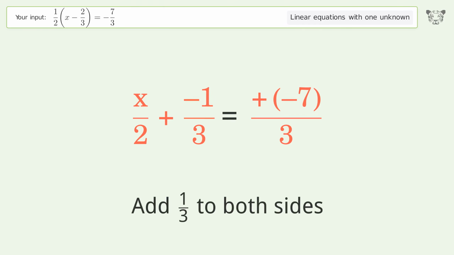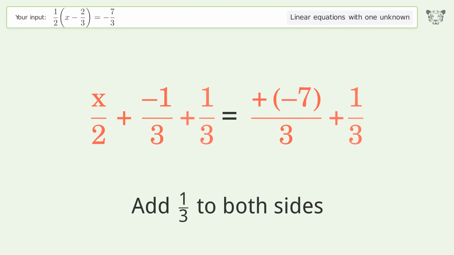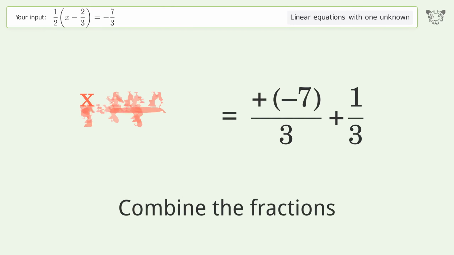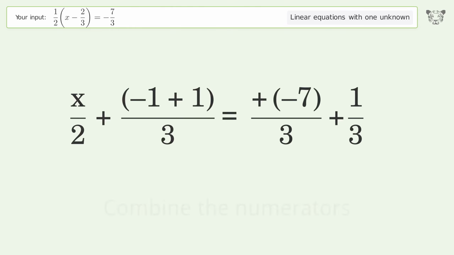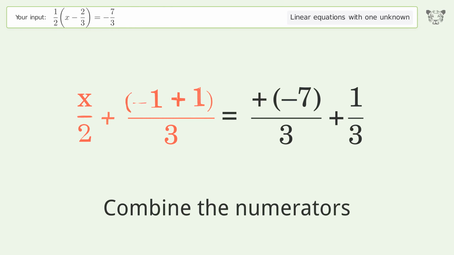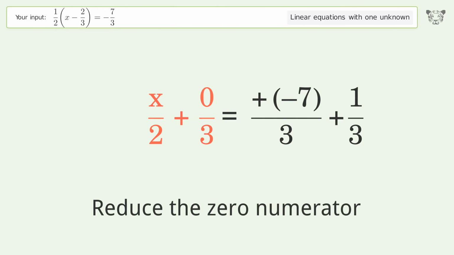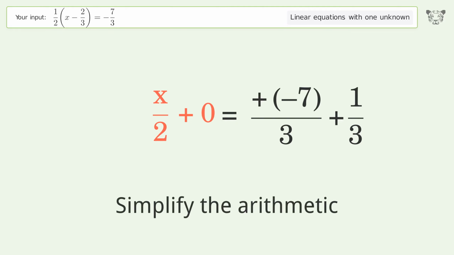Add 1/3 to both sides. Combine the fractions. Combine the numerators. Reduce the zero numerator. Simplify the arithmetic.